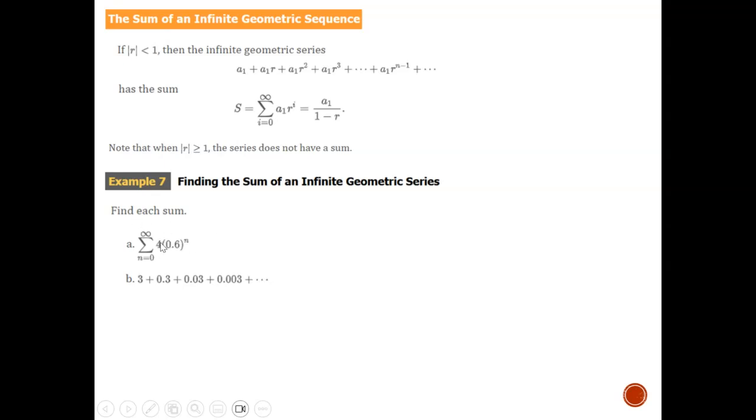So let's try A first. They give us a1 is 4, and the ratio is 0.6. Plug into the formula. So the sum is equal to a1, which is 4, over 1 minus the r, which is 0.6. Just put that in the calculator. It's going to give you 10. S equals 10. Now let's try B on the next slide.